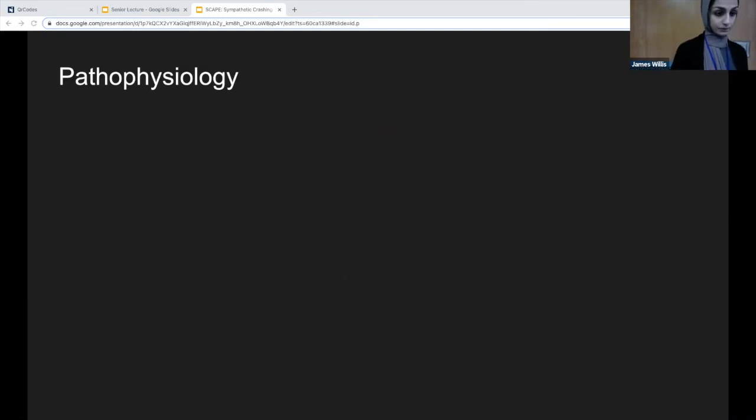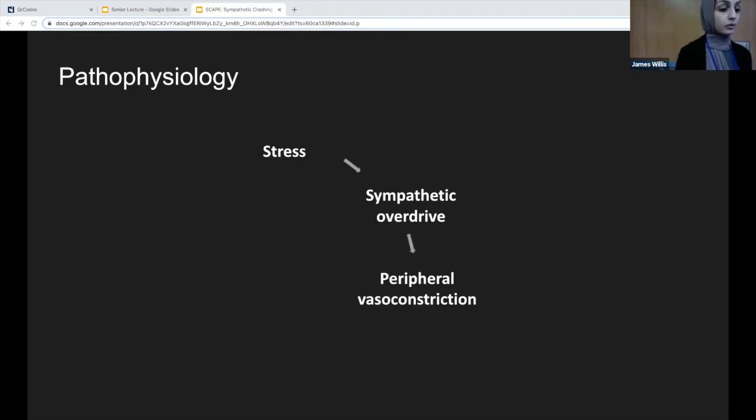Why does this happen? The patient is exposed to some kind of stress. Something puts this patient over the edge. Maybe they exerted themselves a little more than they're used to, and their body has an exaggerated stress response. So they go into sympathetic overdrive with a massive release of catecholamines like epinephrine and norepinephrine, and they develop widespread peripheral vasoconstriction. So now their arterial and arteriolar system is clamped down, which translates to a very high afterload.